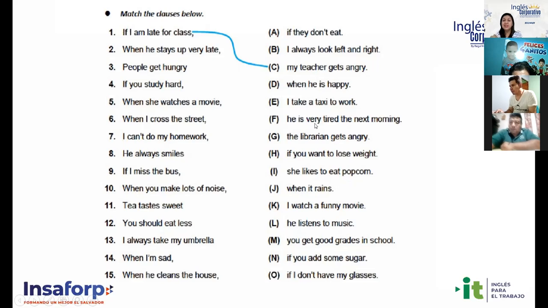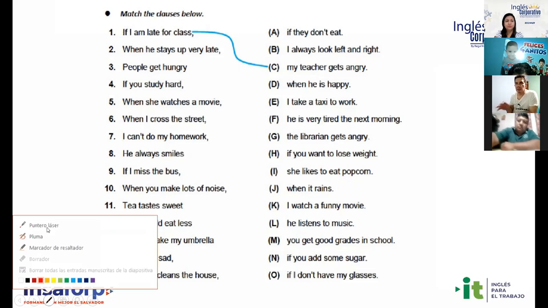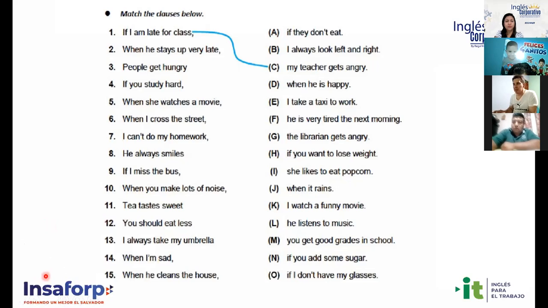He is very tired the next morning. If you want to lose weight, she likes to eat popcorn. That's me. Actually, I have some popcorn here. When it rains, I watch a funny movie. He listens to music. You get good grades in school. If you add some sugar, if I don't have my glasses. No sé si les aparece el lapicito en la pantalla. No, teacher. Ah, bien. Yes. Pero a ustedes. So that you can match.